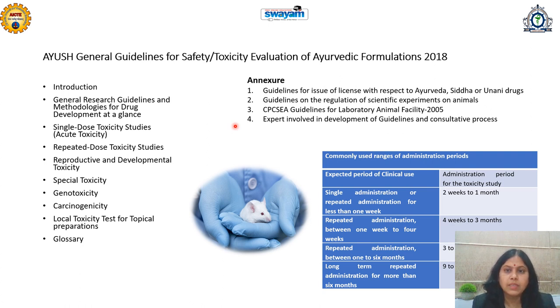There are also annexures: the guidelines for the issue of licenses with respect to Ayurveda, then guidelines for the regulation of scientific experiments on animals, which is the same as that of the CPCSEA, OECD, and then CPCSEA guidelines for the laboratory animal facility, then the experts involved in the development of the guidelines and the consultative process. So Ayush also expects that some type of toxicity studies need to be done to generate more and more scientific evidence for our traditional plants.